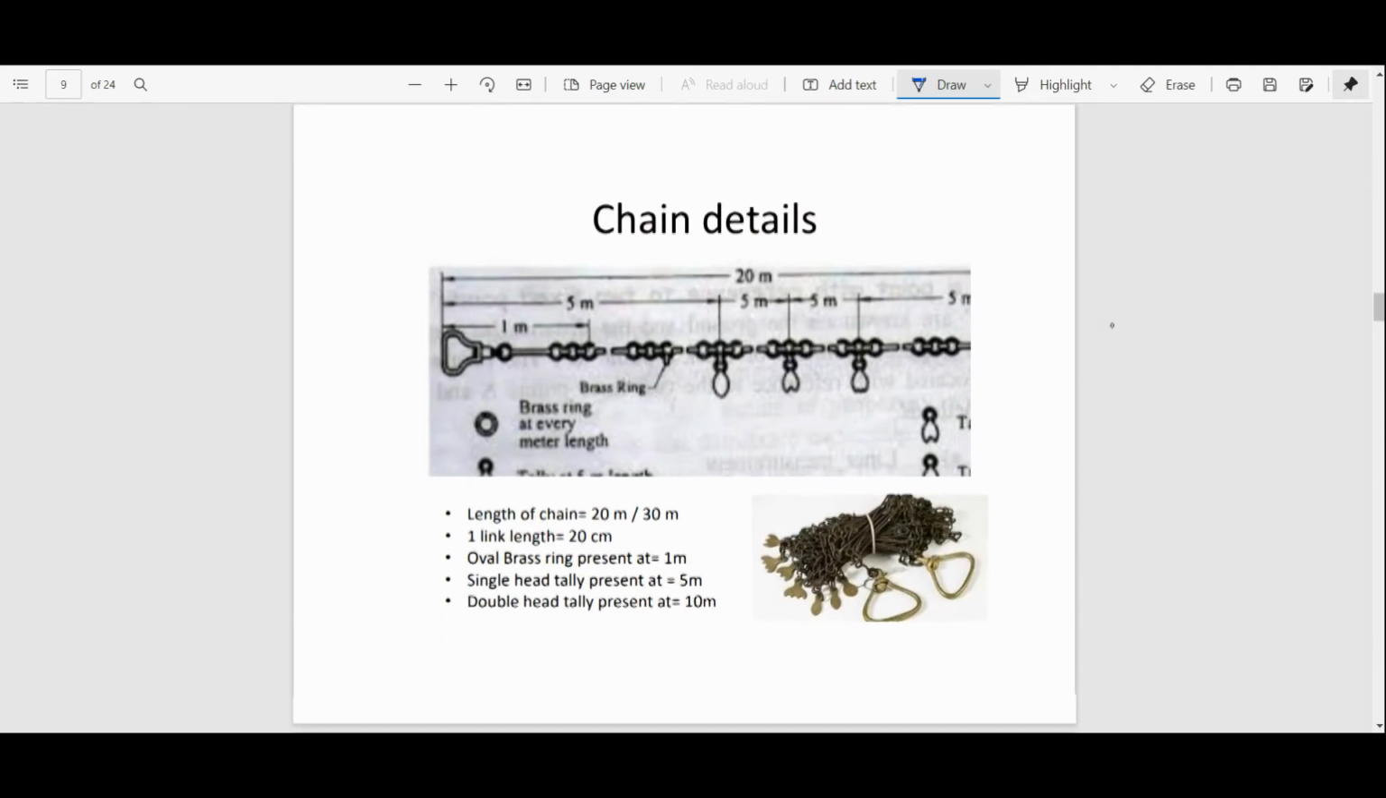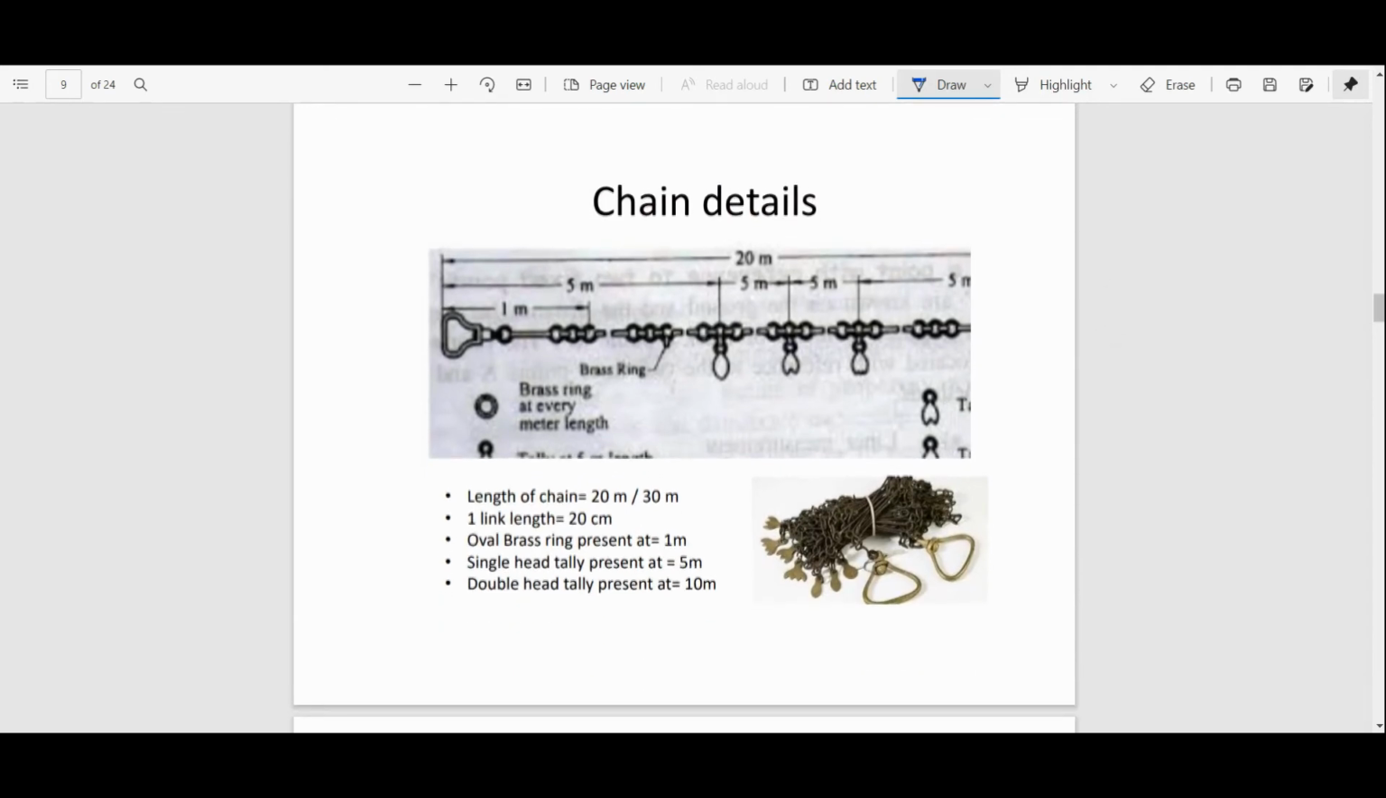Now next one is chain detail. When you see these chains in a laboratory, you will find that it has a brass handle. This handle is made of brass, and it has small oval rings, and these oval rings are connected with a link. Basically, the horizontal part between the oval rings is a link. So you have to remember this basic thing.